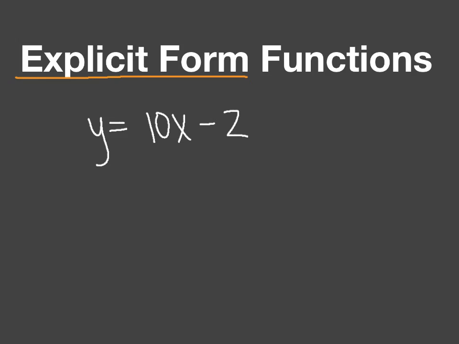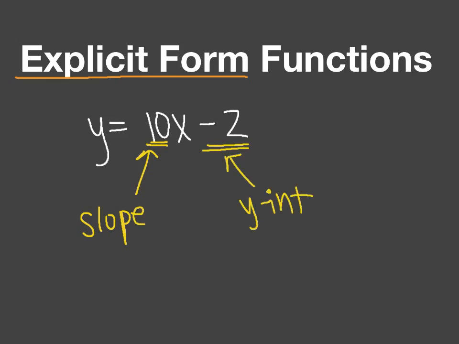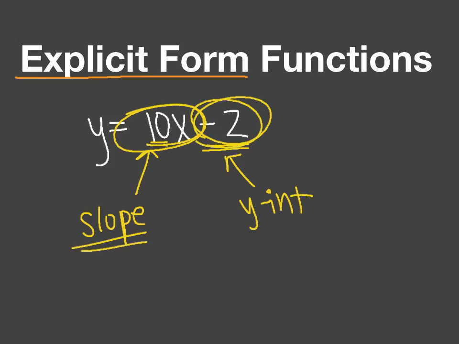these two numbers always represent a special vocabulary word. The number that is with your letter x, the number that's in front of the x, that is always your slope. No matter what, if it's connected to the x, it is your slope. The number that is not connected to your x, that is your y-intercept. Always. With the x, it's your slope. By itself, it's the y-intercept.